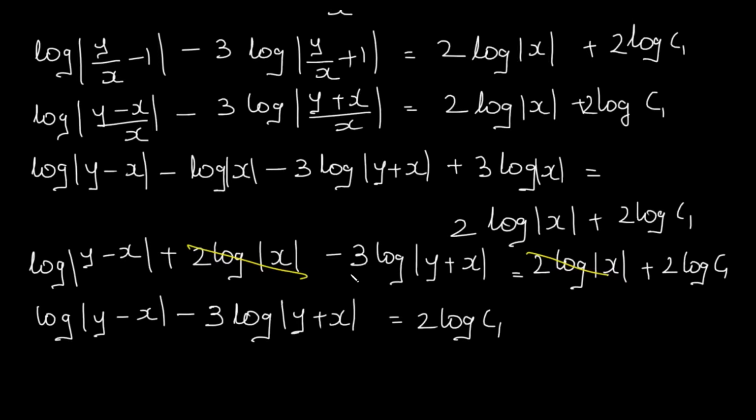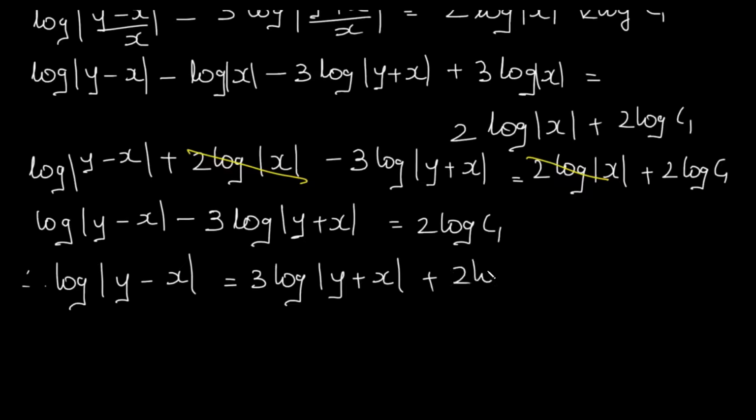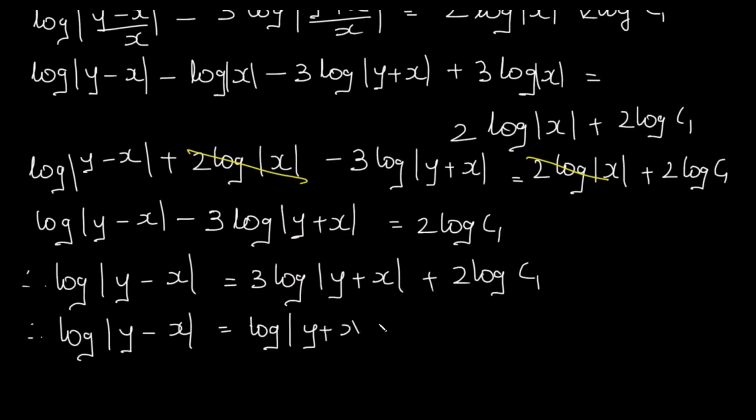Let us take the negative term on the RHS first of all. Before going further, let us take the negative term on the RHS, and therefore we get log (y minus x) is equal to minus 3 becomes plus 3 log (y plus x) plus 2 log c1, which was already there actually. Then log (y minus x) is equal to, now 3 can be written as the power over here of the logarithm. So log (y plus x) the whole cube.